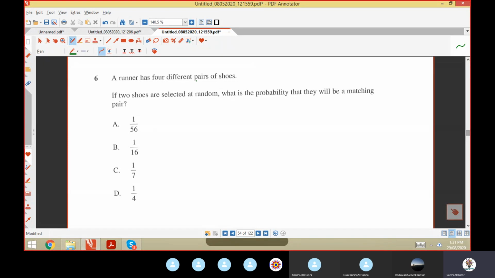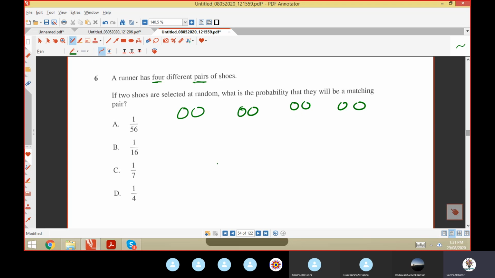Number 6. A runner has 4 different pairs of shoes. If 2 shoes are selected at random, what is the probability that there will be a matching pair? Right. Okay, if you can't picture it, try to draw it up. You've got 1, 2, 3, 4, 5, 6, 7, 8. You've got 8 shoes. You want a matching pair.